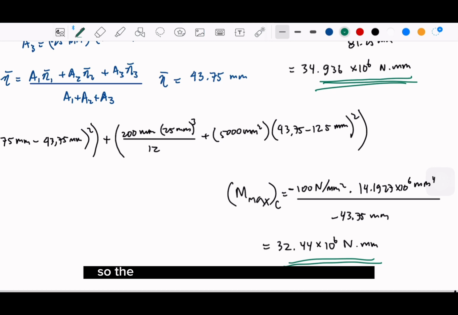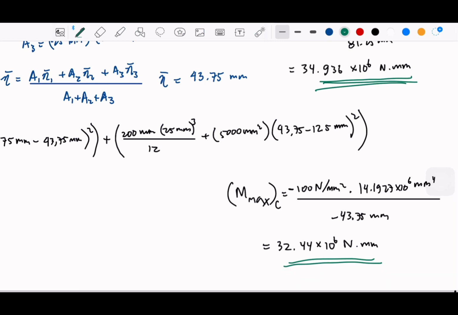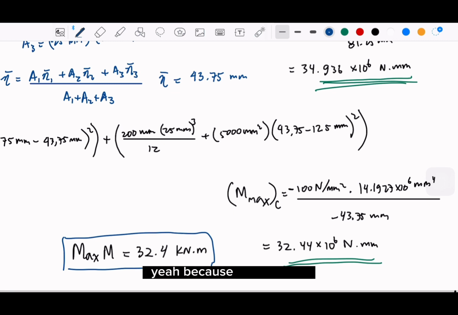Okay? So the maximum M that we are going to take, kilonewton meter. So, yeah. Because this is, again, the maximum doesn't really define it is the highest one. No, this is the safest, the max, the safest in comparison.